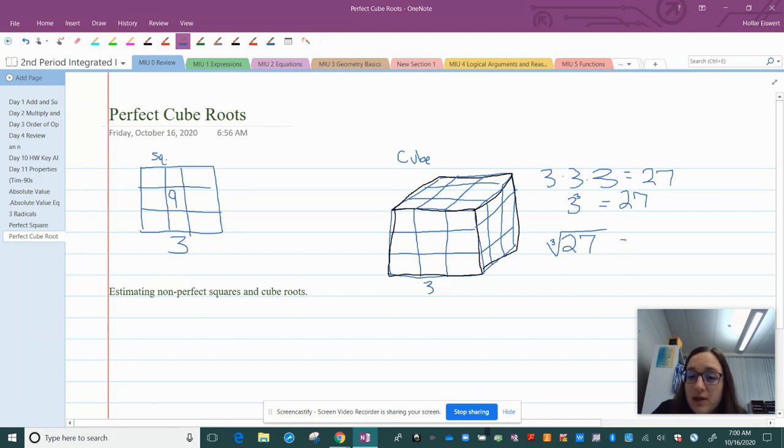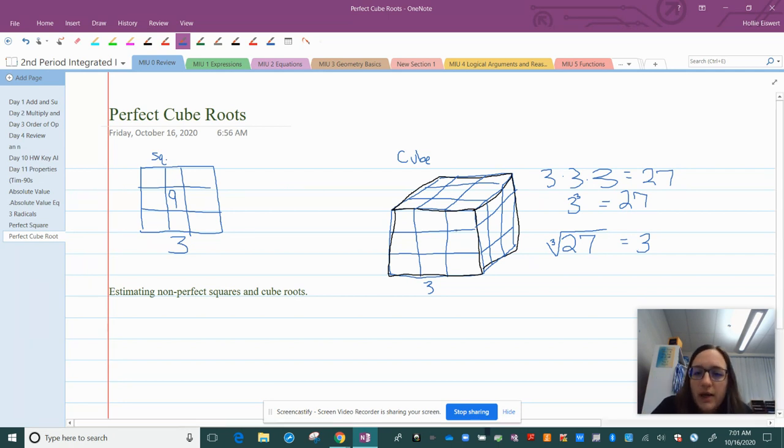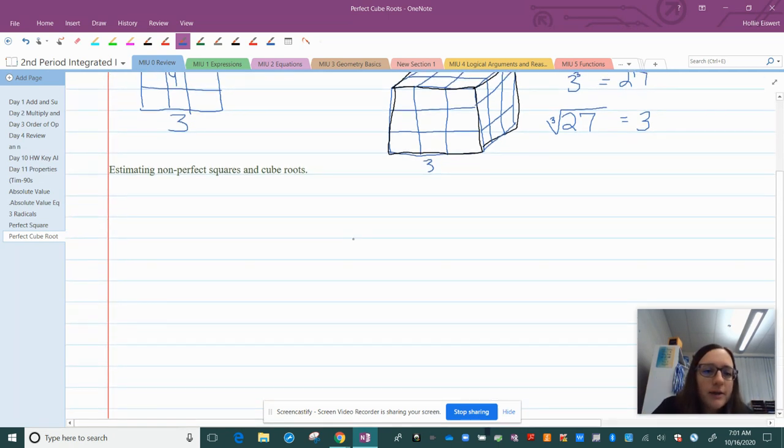Well, the cube root of 27, if we had a perfect cube with 27 unit cubes in there, what would our side length be? It would be 3. So that's why if you notice here, we'd have 3 cubed is 27. So then the cube root of 27 is 3. We can go forwards through that, backwards through that. There's our idea on cubes, and I can draw a few more for you in class if you need.